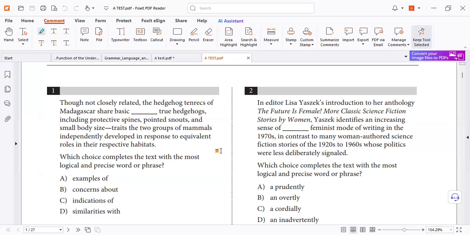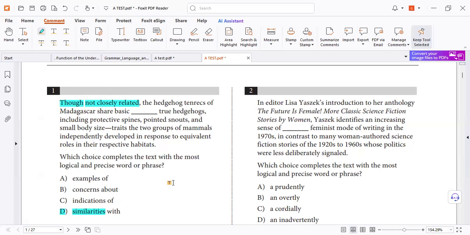Similarities. So you think similarities, but why? Because it said... where is it? No, because the evidence is "though, including." Yes. So opposite, not closely related. So similarity is the opposite of not closely related. Well, not close means different. What is the opposite of different? Similar. So it's letter D.